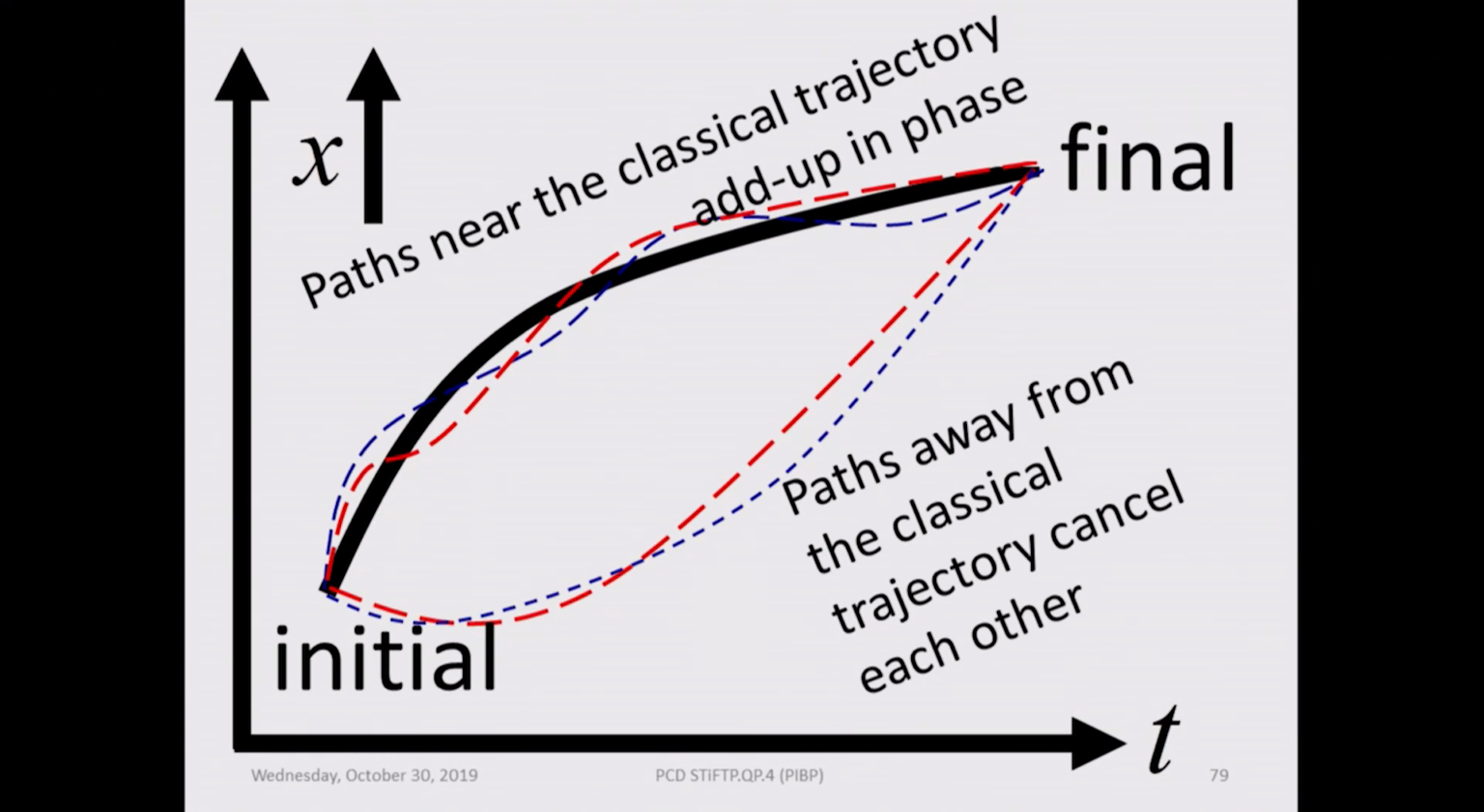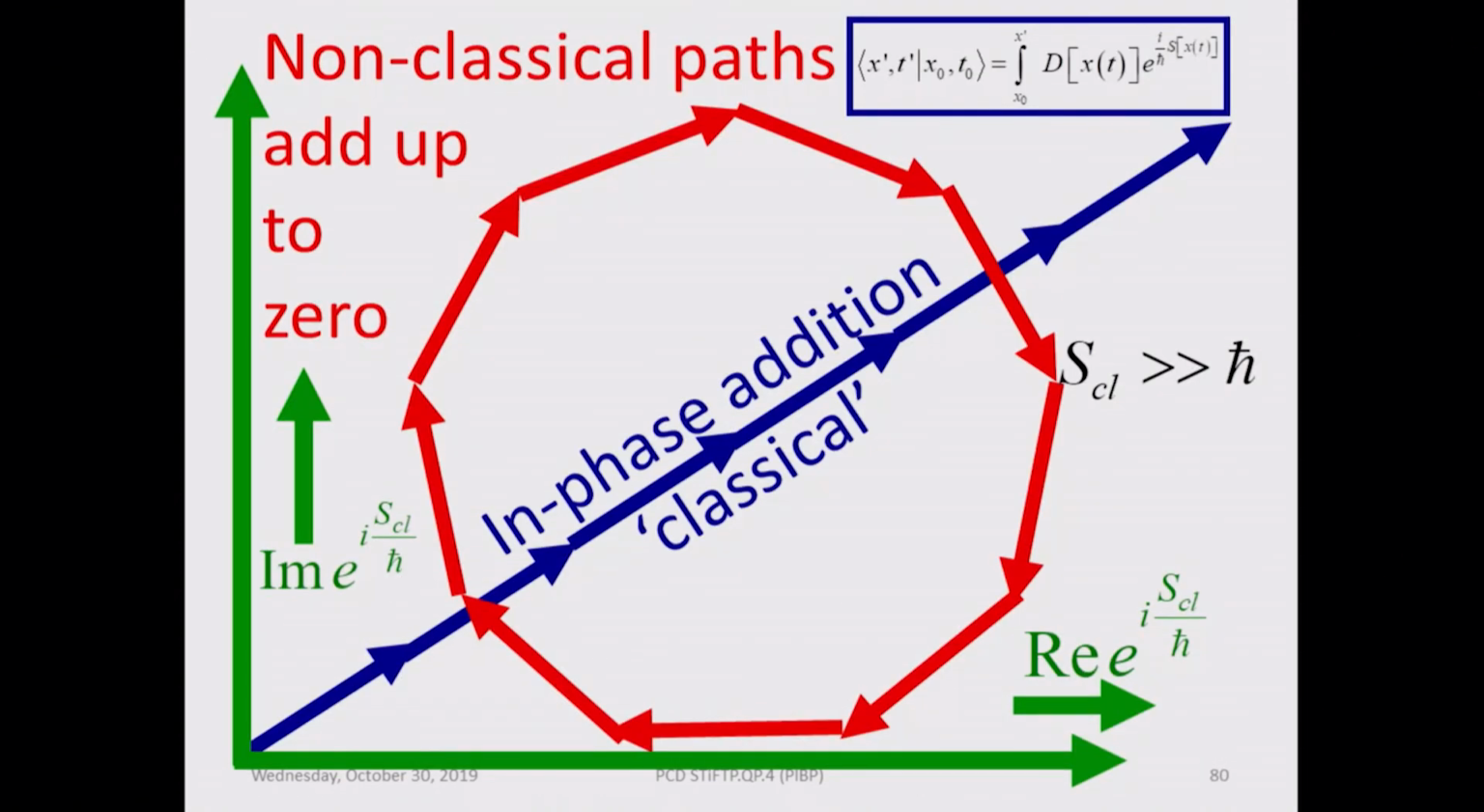So paths which are near a classical trajectory add up in phase, and paths which are away from the classical trajectory cancel each other. And if you represent these phases on a phase diagram, in a complex plane, you have the real part of the phase and the imaginary part, the cos theta and the sin theta. Then you can represent it by a vector. If you use plane polar coordinates, this equivalence is immediate. The complex numbers can be represented by vectors. And some vectors add up in phase, giving you the classical path. And the non-classical paths end up destroying each other because all those vectors are oriented differently. The complex numbers have phases, angles which are different from each other, and they end up cancelling each other.